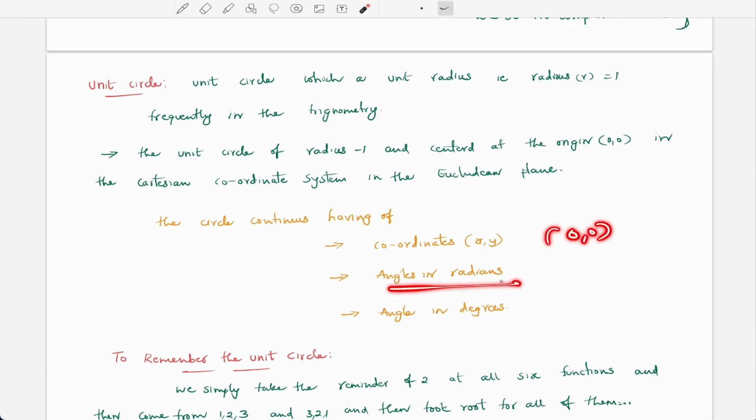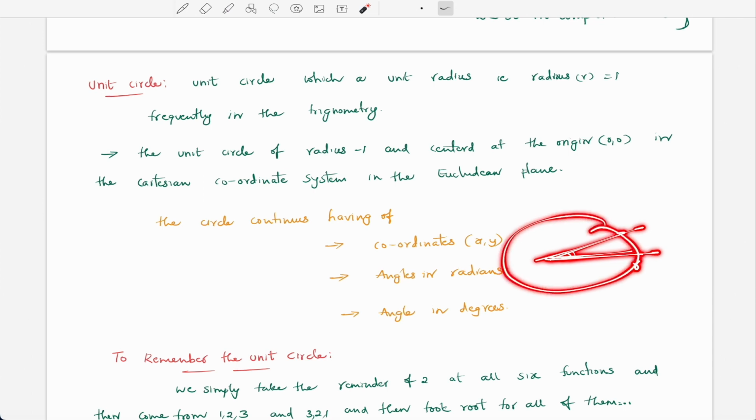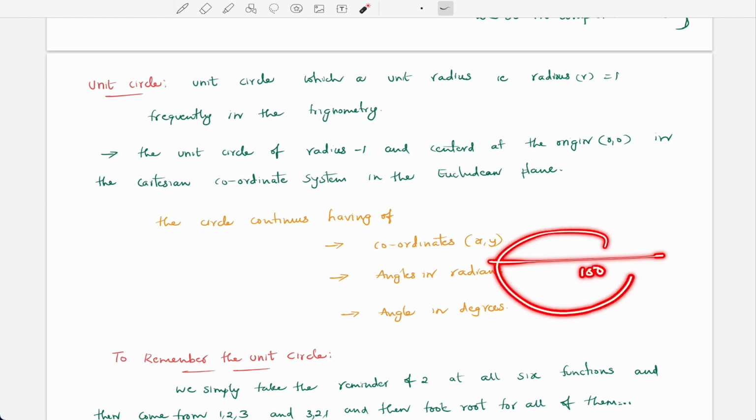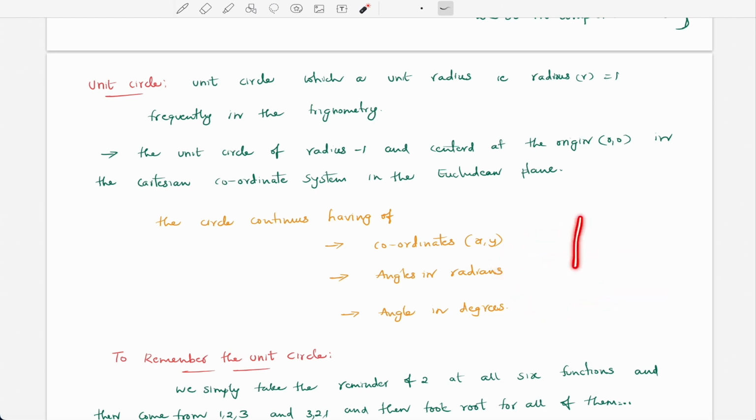So the angles and the radius. This is the radius and we have angles, right? It may be an angle. So this is 180 degrees. If it is a full circle, then it will become 360. This is 90. So we have angles in degrees. So we have 270 degrees, 90 degrees, 360 degrees, etc. I hope you are getting it.